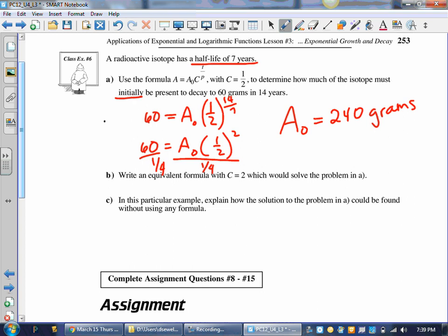It says write an equivalent formula with C being 2. So what if I needed it to be a base of 2 and not a 1/2? So I could have written, okay, 60 equals A0. If I want that 1/2, it could be 2 to the negative 1, correct? Then this will be 14 over 7, which is squared. So really, it could become 60 equals A0 times 2 to the negative 2. Correct?